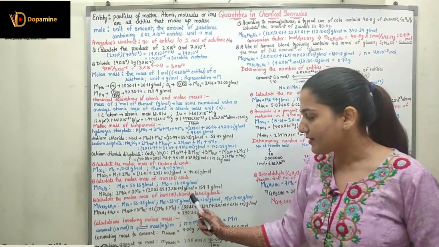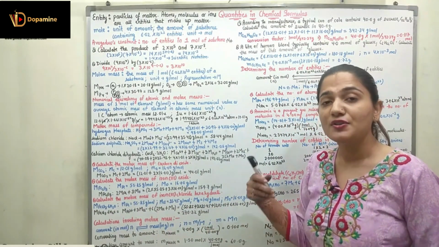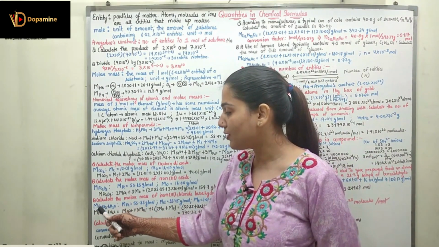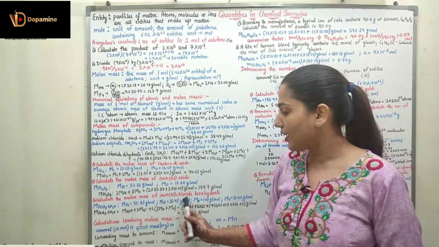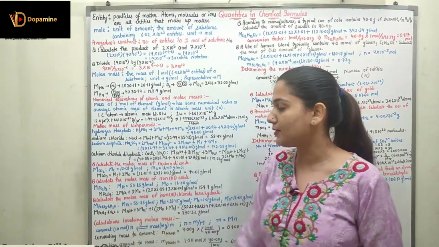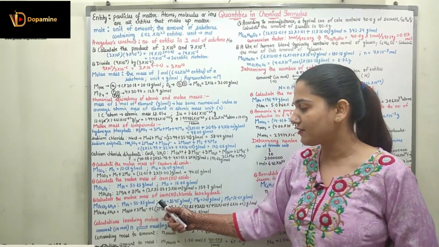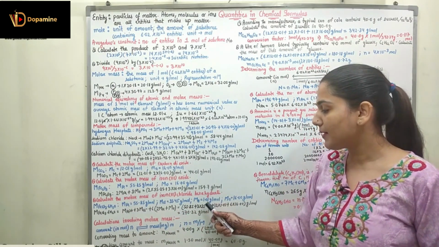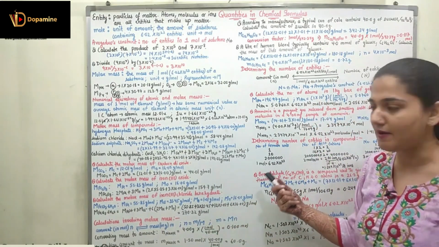Calculate the molar mass of iron 3 chloride hexahydrate. Right, so here we have hexahydrate also. So this is the next question based upon a similar concept. We have to calculate the molar mass of FeCl3.6H2O. Now iron 3 chloride hexahydrate is FeCl3.6H2O. We know the molar mass of iron is 55.85 gram per mole, the molar mass of chlorine is 35.45 gram per mole, the molar mass of hydrogen is 1.01 gram per mole, and the molar mass of oxygen is 16 gram per mole.